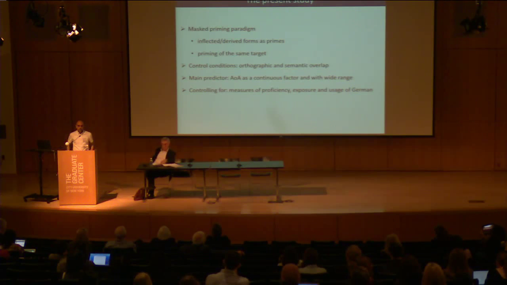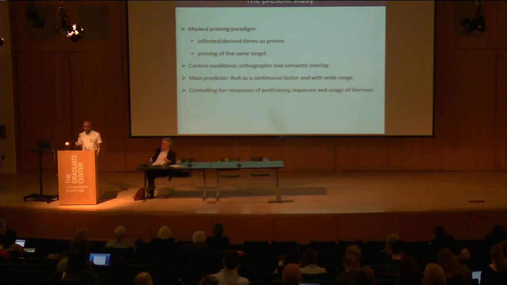So we use the masked priming paradigm in which prime words are not consciously perceived. The primes are masked in between a row of hash marks and the target that participants need to make a decision on. The prime words were either inflected or derived forms, so like Harold said, either -t participles or derived -ung nominalizations in German. And these were both priming exactly the same target, infinitives in German. So we have a very tight within-item design that allows us to contrast these two linguistic phenomena for the same speakers and the same items.